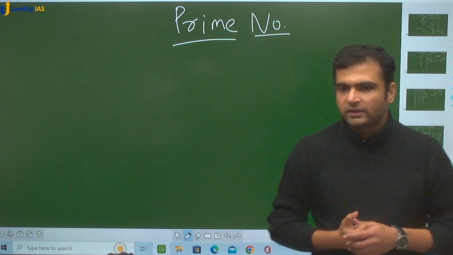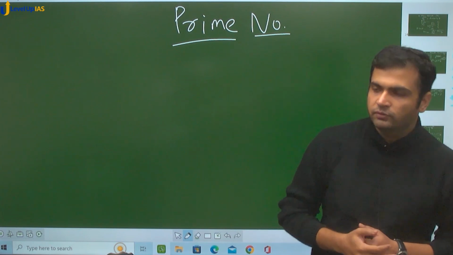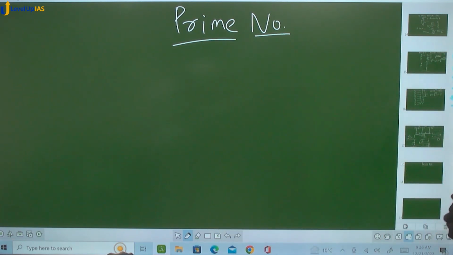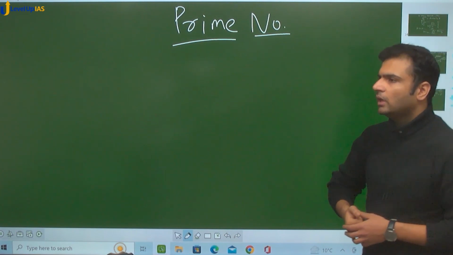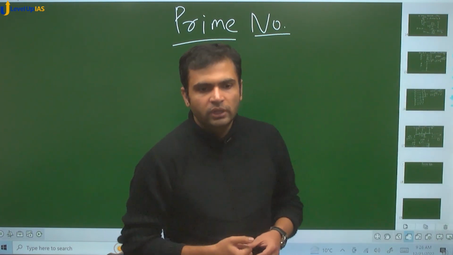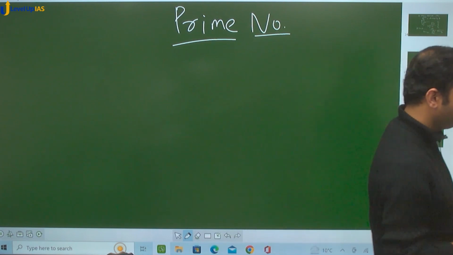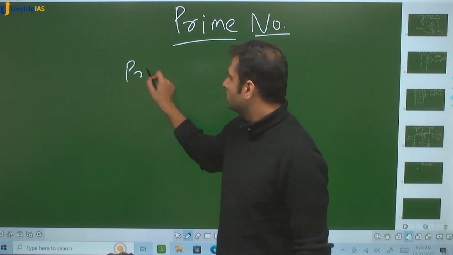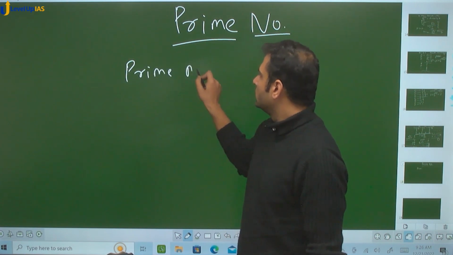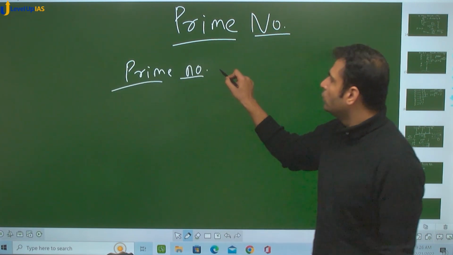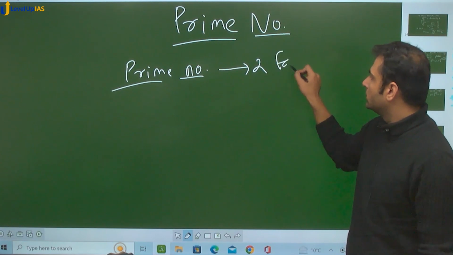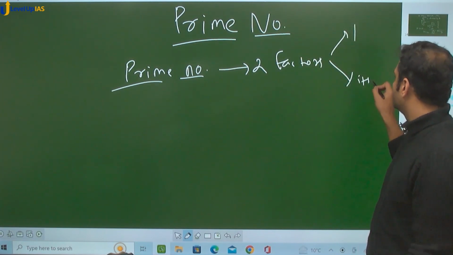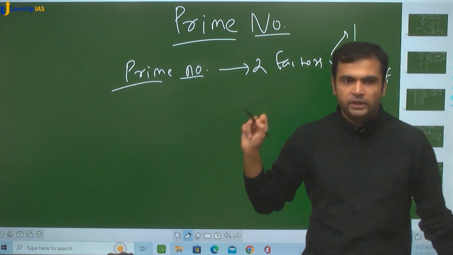We are talking about natural numbers when we are talking about prime numbers. We are not going beyond the domain of natural numbers. So prime numbers are those numbers which have only itself and 1 as a factor. That is the definition. There are only two factors, 1 and itself. That is your prime.